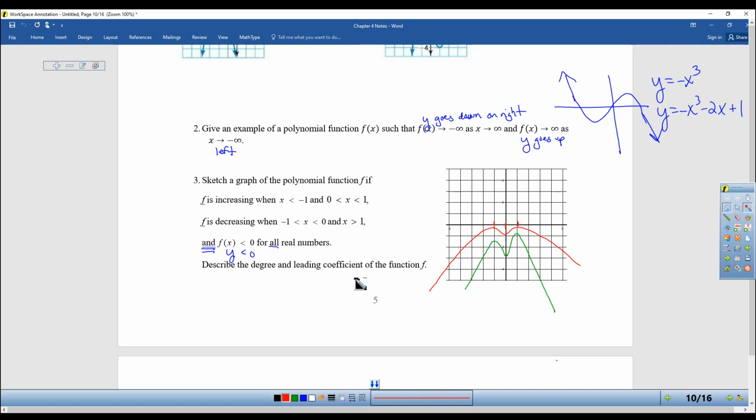Describe the degree. So it is a 1, 2, 3, 4. It is an x to the 4th. Degree is 4. And the leading coefficient must be negative. We know that because it ends down. I hope you're able to figure out that puzzle.